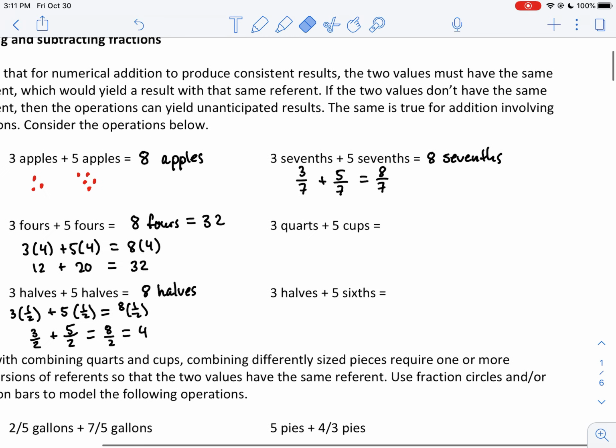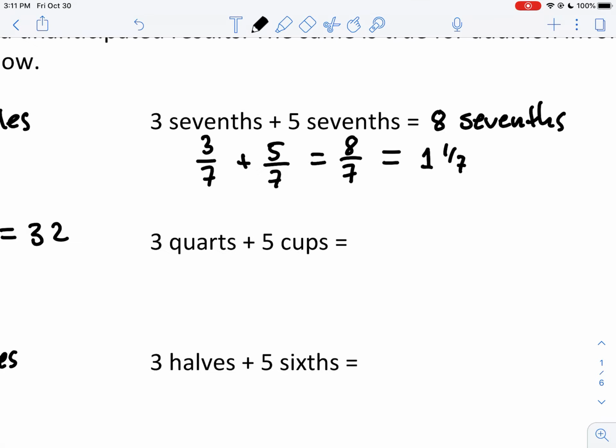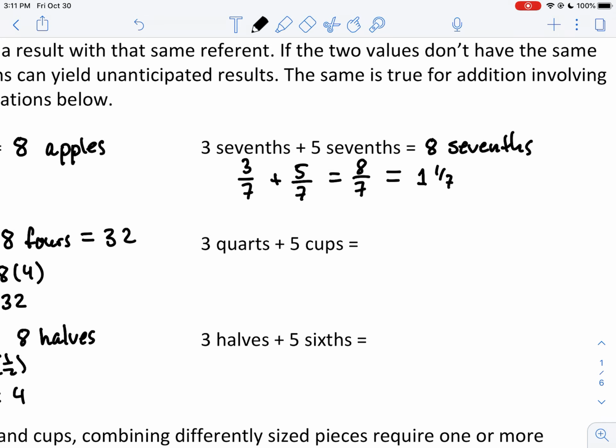Anyway, so 8/7. Then if you want, you could turn this 8/7 into a mixed number. It winds up being a 1 and 1/7. We talked about creating mixed numbers in the last unit.